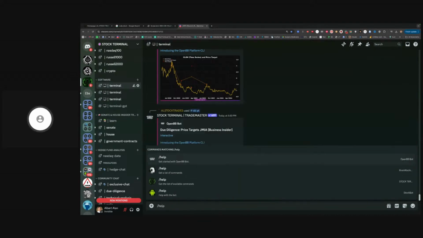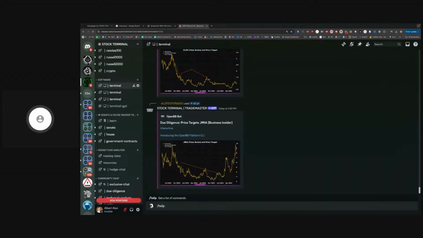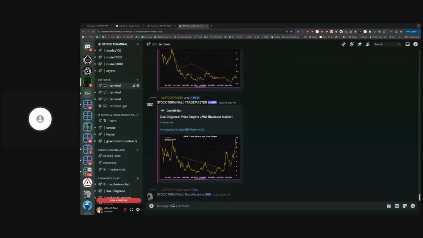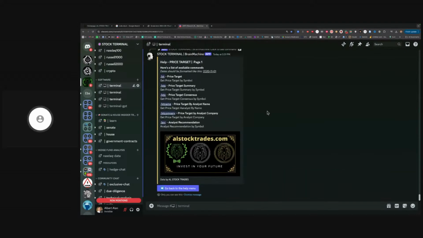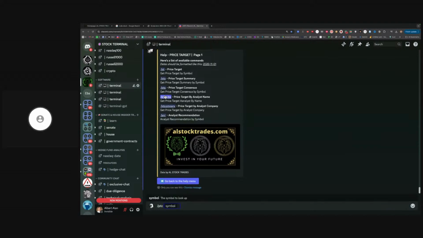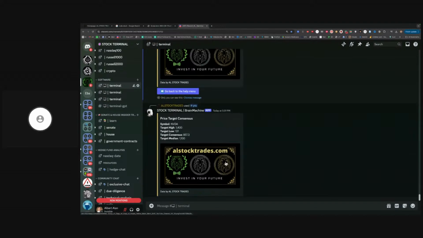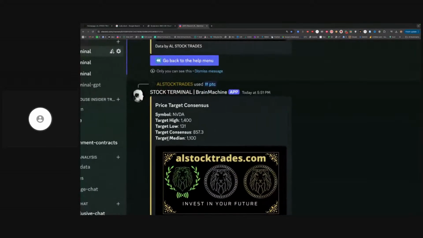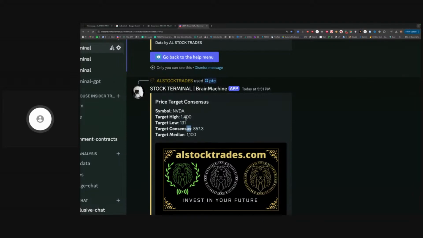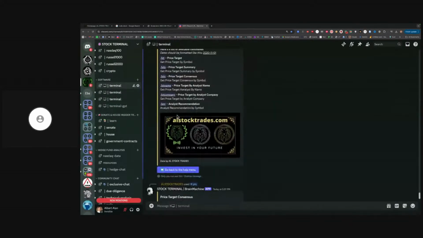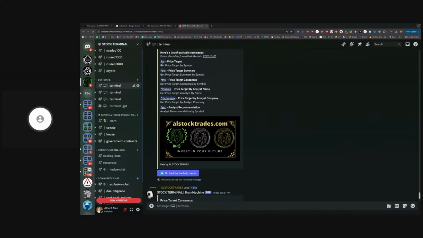You can open up the help menu here, and we'll do a couple things. We'll do price targets. And we can do, let's say, price target consensus. I want to know the price target consensus of NVIDIA. I'm curious to see if it's going to be pre-stock split or after stock split. So we have target low is 130. So NVIDIA is probably not a good example because analysts haven't really updated it yet. It just recently did a stock split.